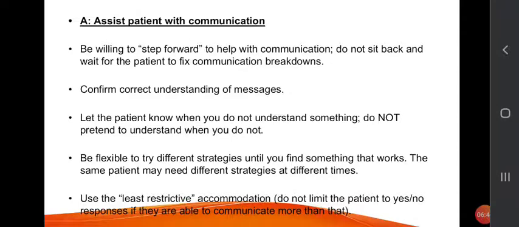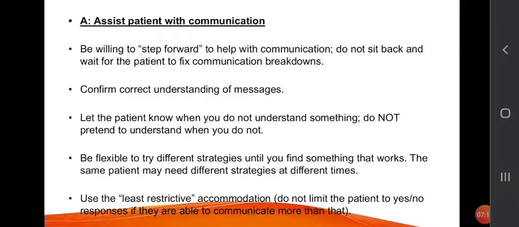A. Assist patient with communication. I hope you went through the last lecture in which I said that you need to create a balance, okay? You don't have to overly restrict the patient, or leave the patient without any aid. So be willing to step forward to help with communication. Do not sit back and wait for the patient to fix the communication breakdown.